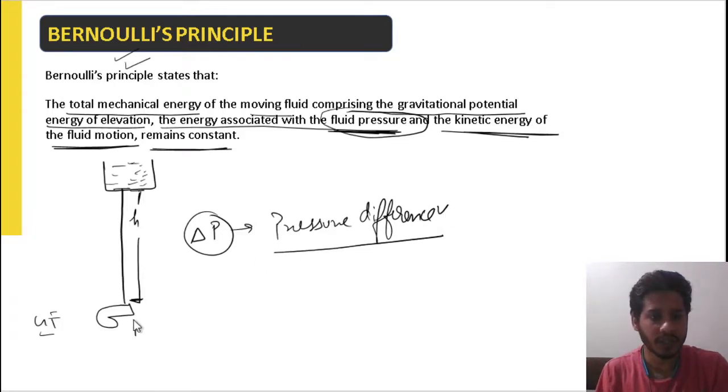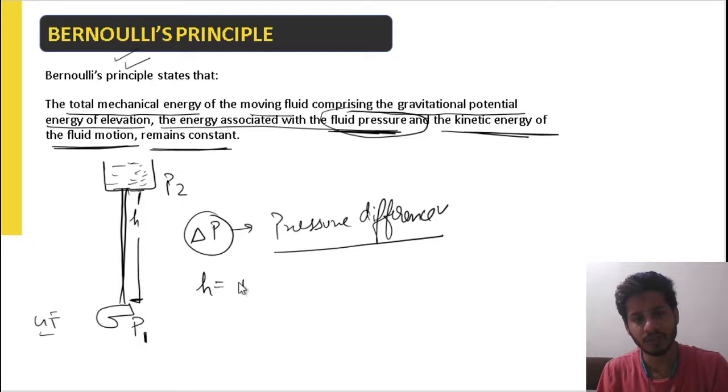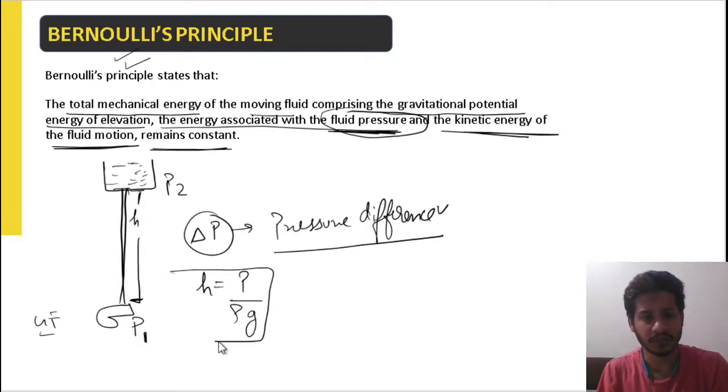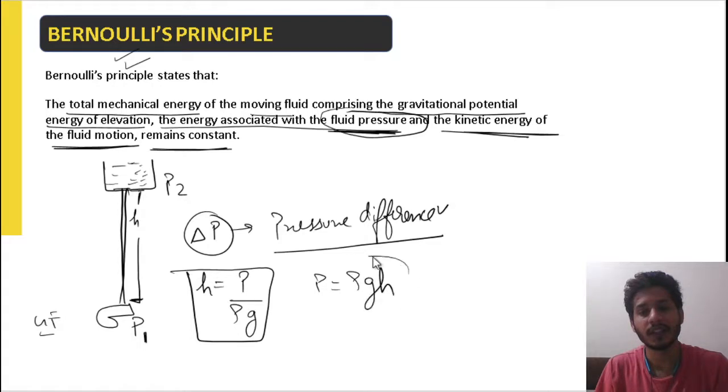Suppose at the pump we are supplying pressure P1, and due to the change in pressure, due to pressure P1 and P2, there is a head which we are getting. There is a flow rate which we are getting. So basically, in terms of head, we will write H is equal to P upon rho g. Remember this thing. We might have studied pressure is equal to rho g h, isn't it?